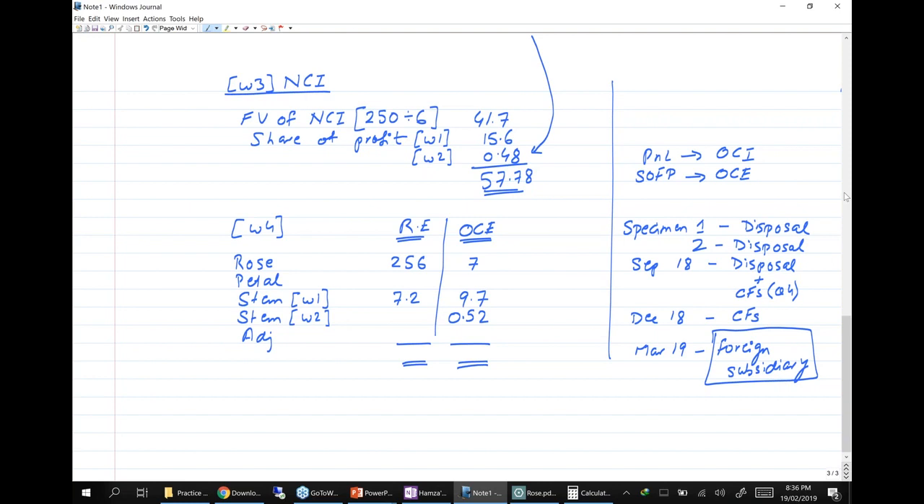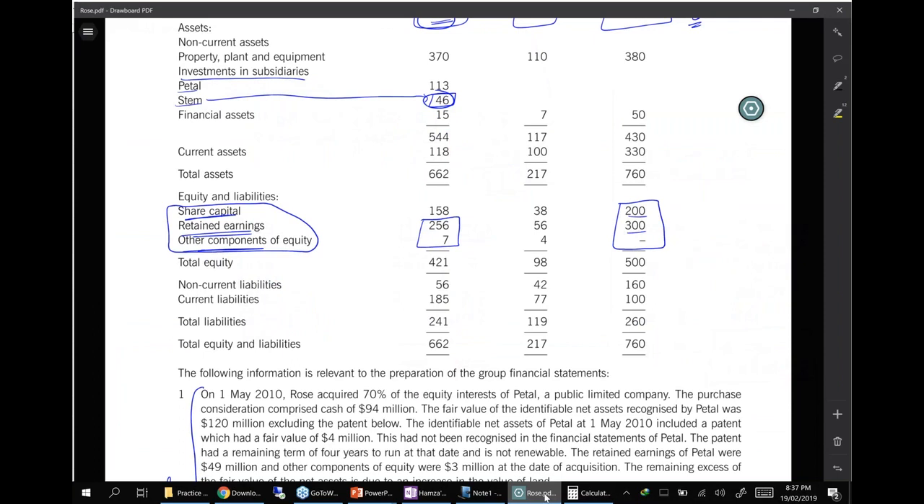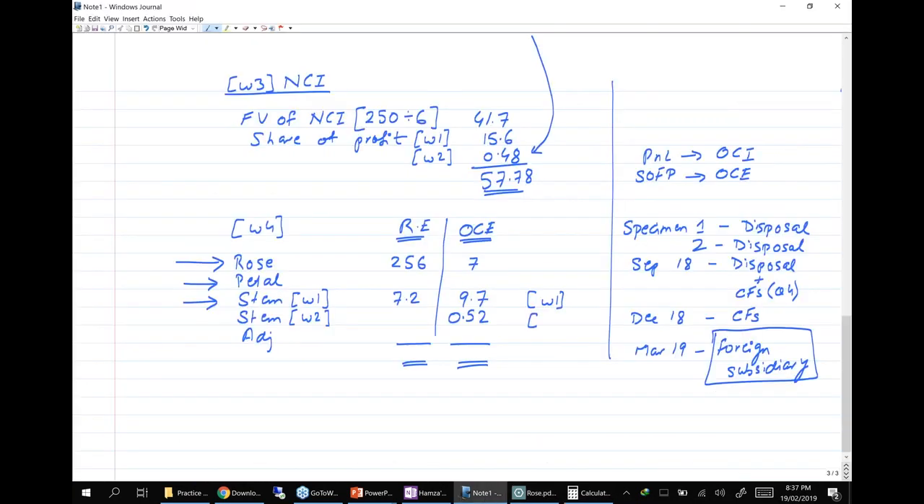Simran is saying, can you explain working 4 again? Simran, basically in working 4, we are adding the total reserves, the profits of everyone. So we have taken the reserves of Rows from the question, which was 256 and 7. And then we are going to add for Petal, which we are not solving right now. And then we have added the values for Stem. 7.2 and 9.7 we have got from working 1, and 0.52 we have got from working 2. The exchange rate impacts have been taken to the OCE, and the profits impact have been taken to the P&L.